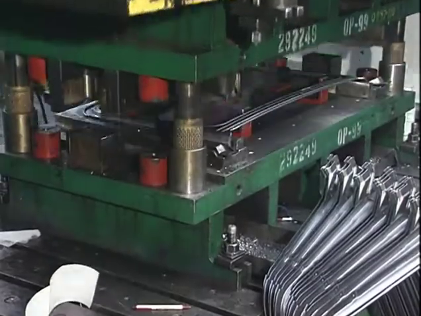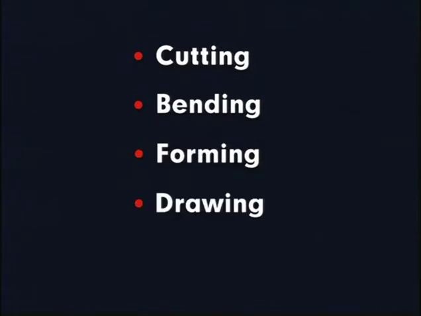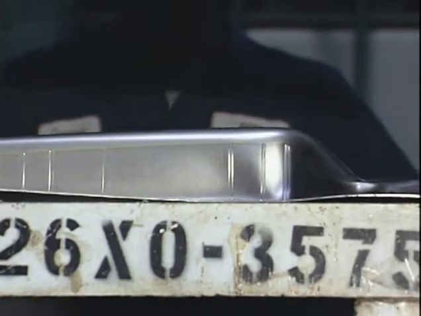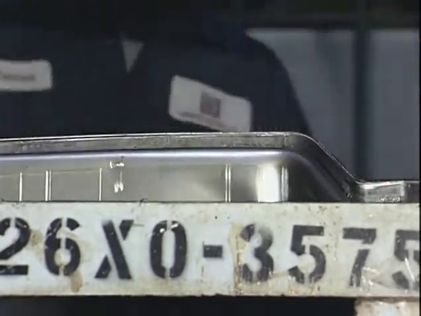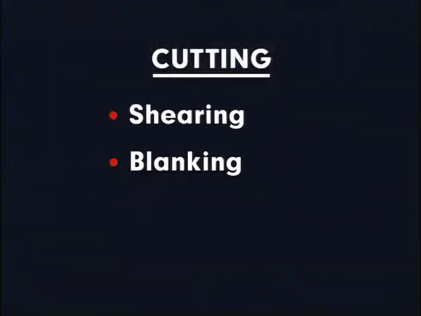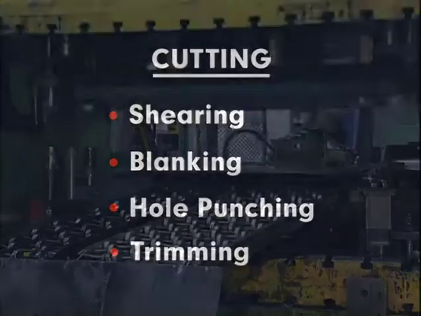Basic die operations include cutting, bending, forming, drawing, and squeezing. The two most common types of dies, however, are cutting dies and forming dies. Cutting, which includes shearing, blanking, hole punching, and trimming, is the most common press-working operation using dies.